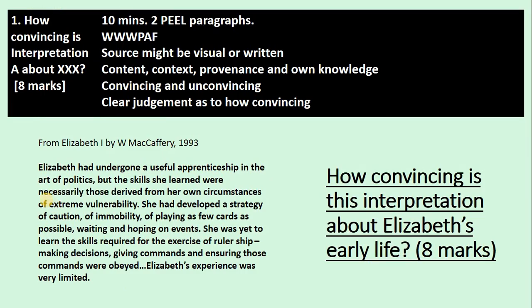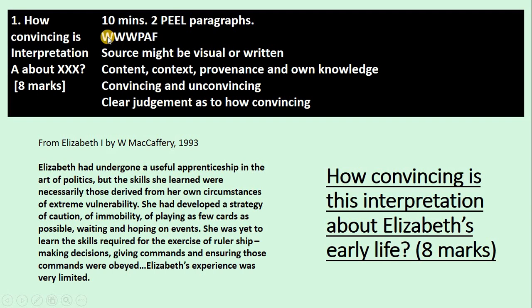So let's look at the first question now. How convincing is this interpretation about whatever it might be? Let's look at the specific example. How convincing is this interpretation about Elizabeth's early life for 8 marks? So with this question, 10 minutes, 2 PEEL paragraphs. We want to always do a WWWPAF, taking our time to do this.